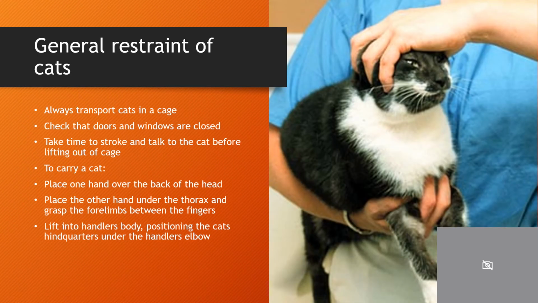General restraint of cats. Always transport cats in a carrier, making sure that the carrier is secure and safe for use. Check that doors and windows are closed. Take time to stroke and talk to the cat before lifting out of the carrier. To carry a cat, place one hand over the back of the head. Place the other hand under the thorax and grasp the forelimbs between the fingers, and lift into the handler's body, positioning the cat's hindquarters under the handler's elbow.